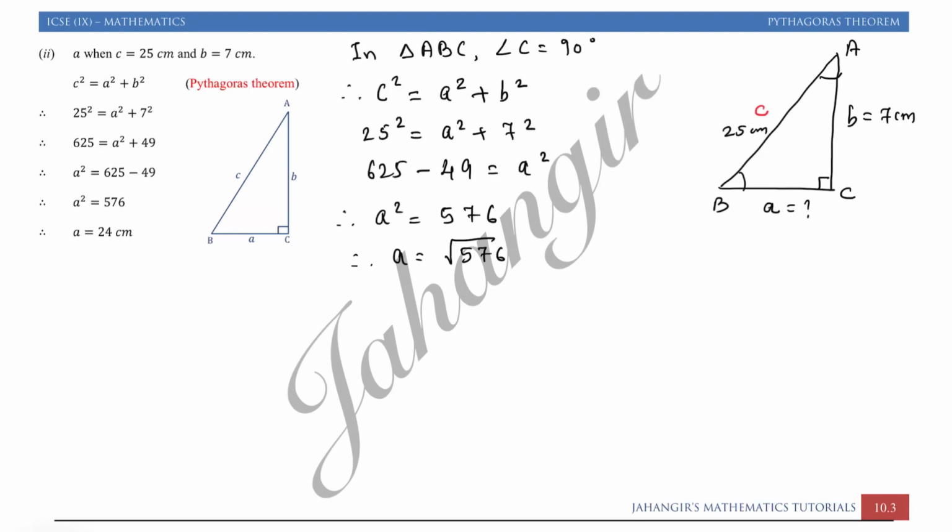See, here we are dealing with the length of the side. So length of a side cannot be negative. So when you are taking square root, don't write plus minus, because many students have the habit of writing plus minus. So don't write plus minus when you are dealing with practical questions, because sides cannot be negative. So we can say A is equal to 24 centimeter.